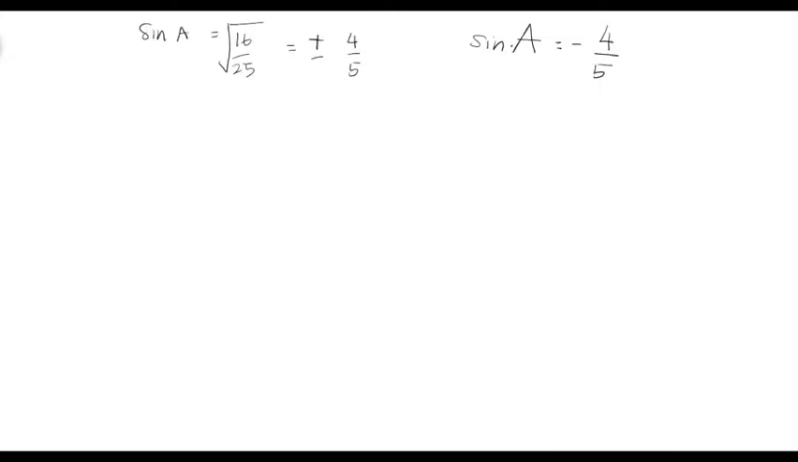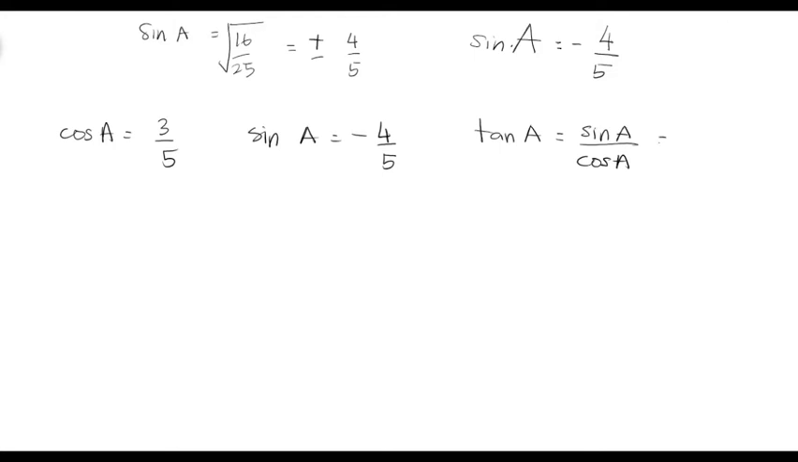Since we already have cos A equal to 3 over 5 and sine A equal to negative 4 over 5, we can find tangent A, which is equal to sine A over cos A. We substitute the values of sine A and cos A, so we get negative 4 over 3.